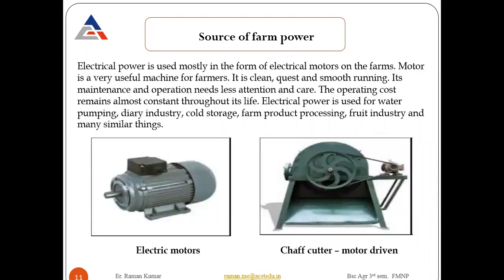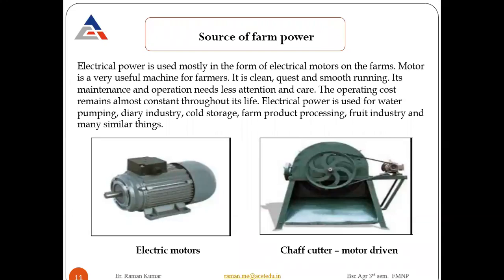Next, we have electrical power. Electrical power is generated with the help of the electrical motor, as everybody knows. That is called electrical power. Electrical power is used mostly in the form of electrical motors on the farm. The motor is a very useful machine for farmers. It is clean, fast, and smooth running. Its operating and maintenance cost is very less. The operating cost remains almost constant; its working cost will be constant throughout its life.